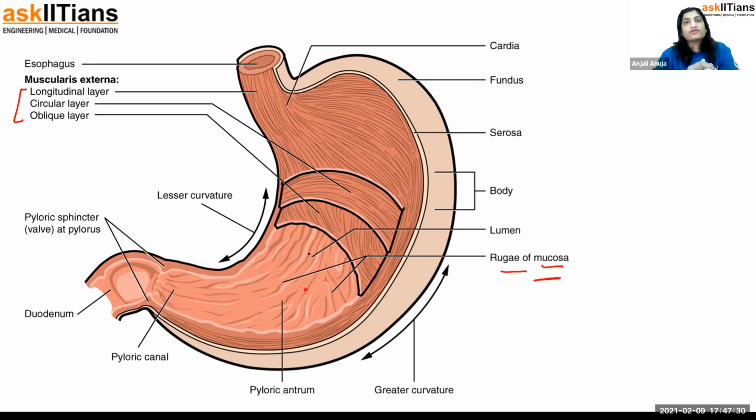We say we are suffering from acidity, and there is a word known as ulcer. Ulcer means the mucus layer is getting degenerated and acid is directly coming in contact with the alimentary canal. That's the ulcer condition.